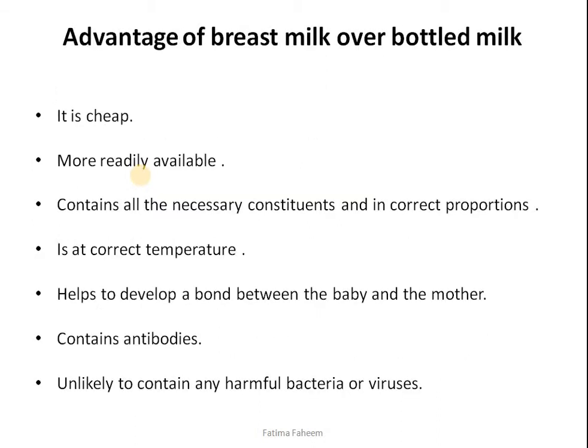Now, these are the advantages of breast milk over bottled milk. The breast milk is cheap, readily available, and it contains all the necessary constituents, also in correct proportions, which is unlike bottled milk. The breast milk is at a correct temperature that is quite near to the body temperature, which is good for the baby. It helps to develop a bond between the baby and the mother as well.